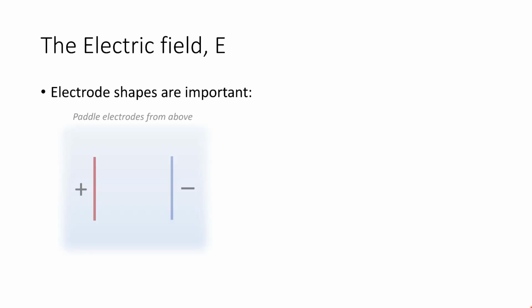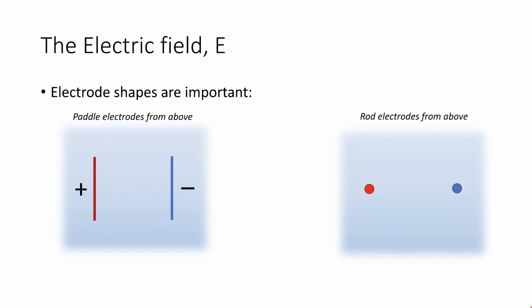The shape of the electrode is also important in defining the electric field. So if we think about paddle electrodes, those plate electrodes we've been looking at, if we look at them from above, we imagine them as two plates, our positive and negative. But if we think about rod electrodes sticking into the solution, they would have a circular cross-section. Between these two diagrams, we're going to have a fixed potential difference. And as we explore this, we're looking at the electric field between them.